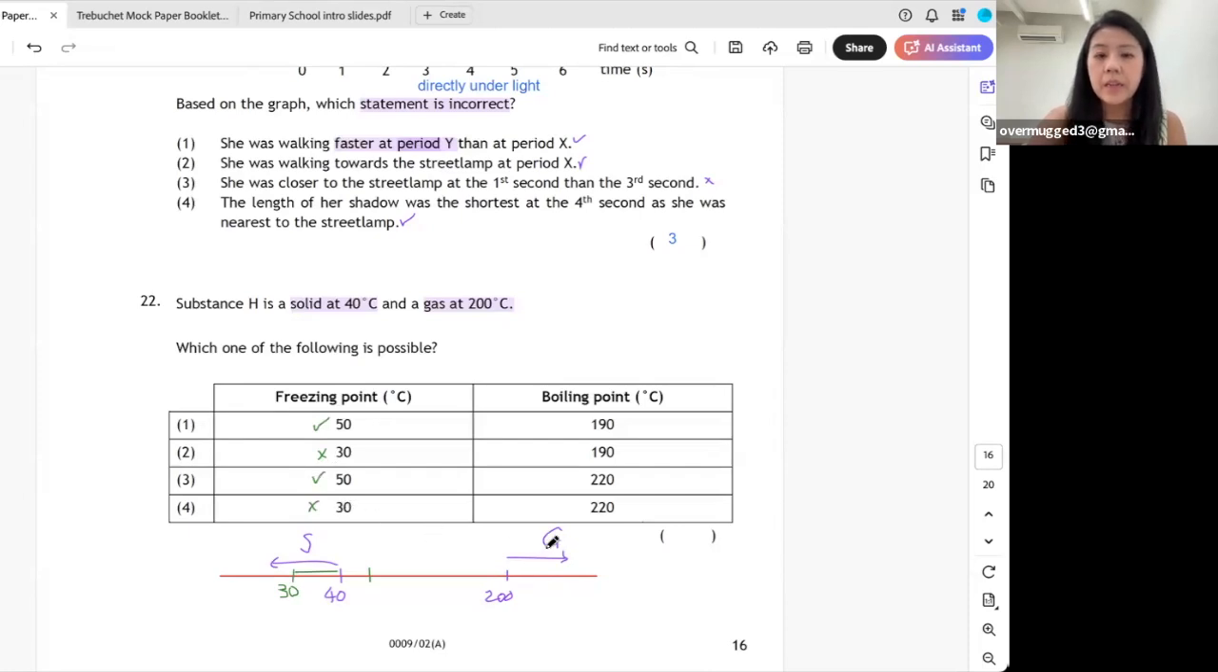Okay. Moving on, the boiling point for it to be at 190 or 220. Now, if you again go back to the number line, 190 will be over here.